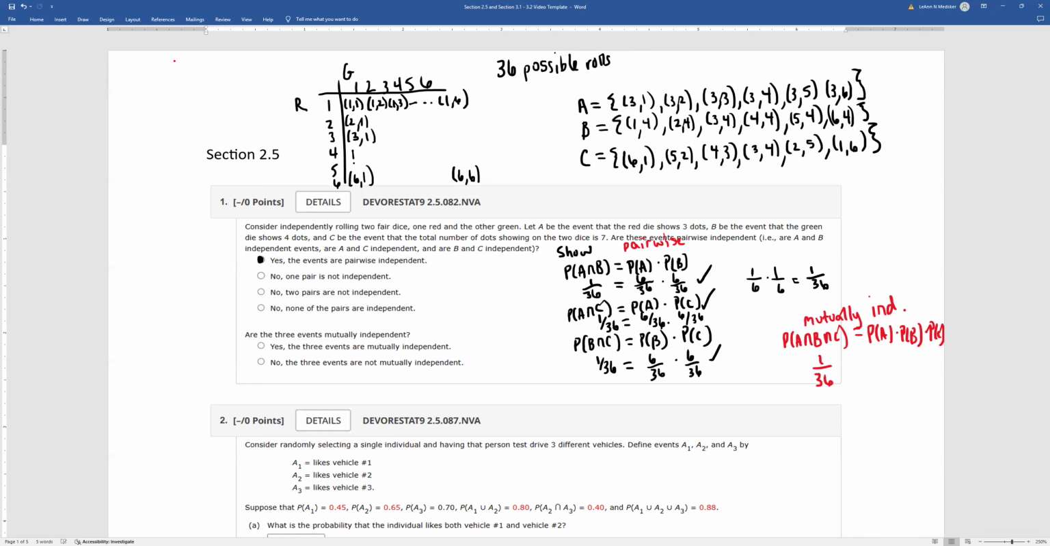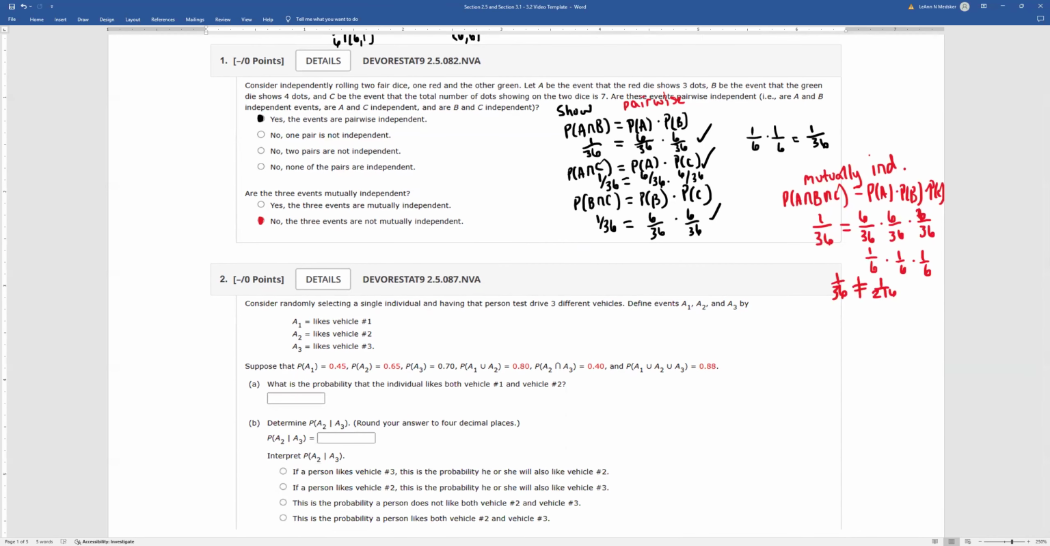So that's 1 out of 36. The probability of A was 6 out of 36. The probability of B was 6 out of 36. The probability of C is 6 out of 36. There were 6 elements in those subsets out of the 36 possible rolls. Each of those is a 1/6. Now, the problem is this is not going to equal 1 over 36 because this will equal 1 over, I think it's 216. Yeah, so 6 cubed. So no, these are not mutually independent. If that had been 1 over 36 equal to 1 over 36, we could say they're mutually independent.